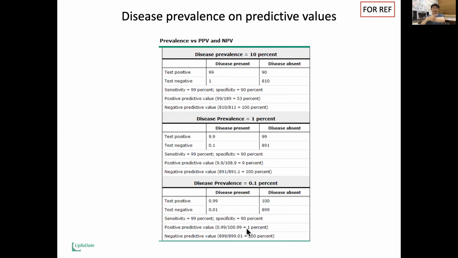So even if I got an HIV positive in this country, where HIV prevalence is only 0.1%, don't worry too much. Even if you got a positive, the positive predictive value is only 1%. There is only a 1% chance you actually have HIV. So don't worry too much. But if you got a negative, you can be almost 100% sure. Does it make sense?